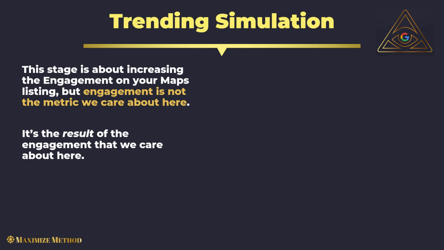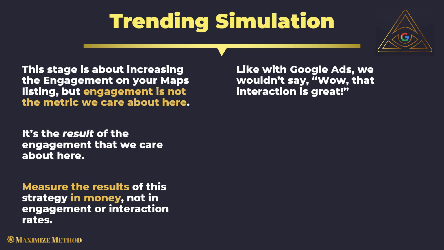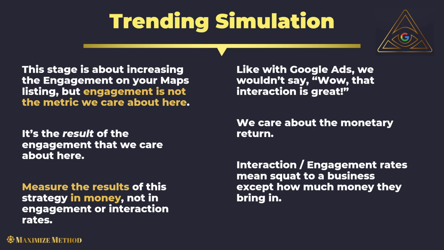engagement metric or the interaction metric. It's the result of that engagement that we actually care about, and the result is money, right? Revenue, new customers. So we measure the results of this strategy in money, not in engagement or in interaction rates. And in Google Ads, we focus on a lot of different metrics, but the main metric is always revenue. We're not like, oh man, we got our interaction rate up. That's awesome. It's not what we do. We care about the monetary return. And so the interaction and engagement rates mean squat to a business, except how much money they bring in. So just so we're clear on that.